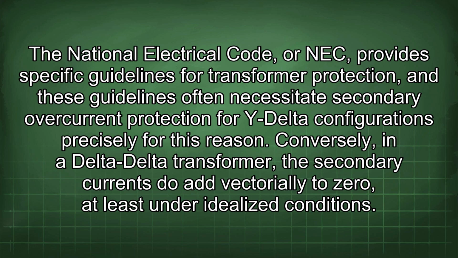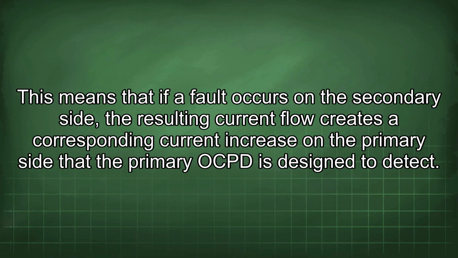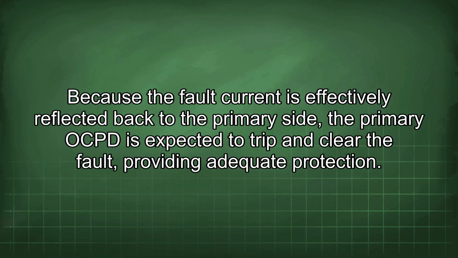Conversely, in a delta-delta transformer, the secondary currents do add vectorially to zero, at least under idealized conditions. This means that if a fault occurs on the secondary side, the resulting current flow creates a corresponding current increase on the primary side that the primary OPT is designed to detect. Because the fault current is effectively reflected back to the primary side, the primary OPT is expected to trip and clear the fault, providing adequate protection.